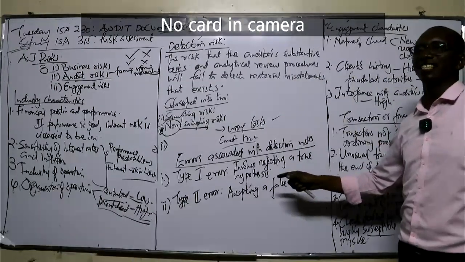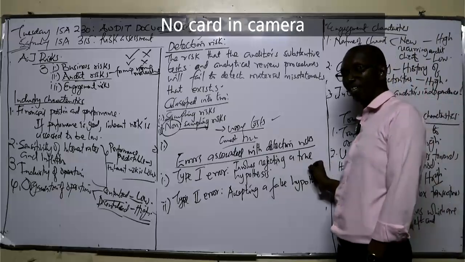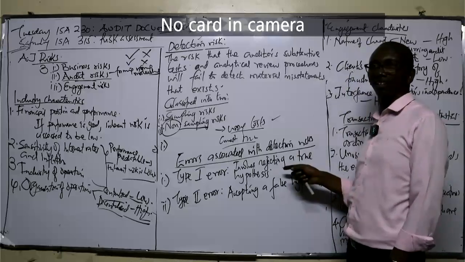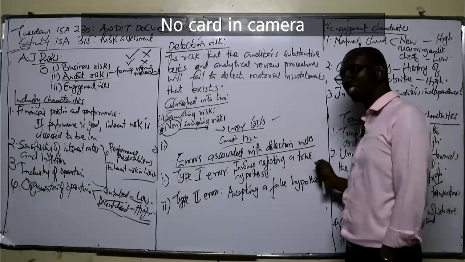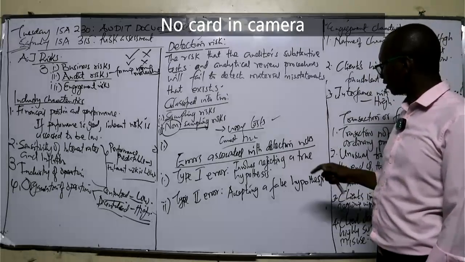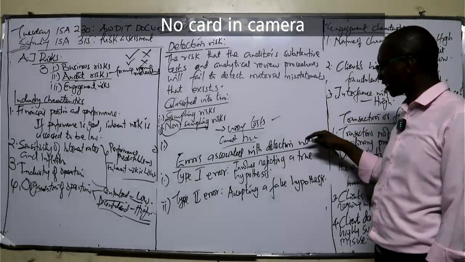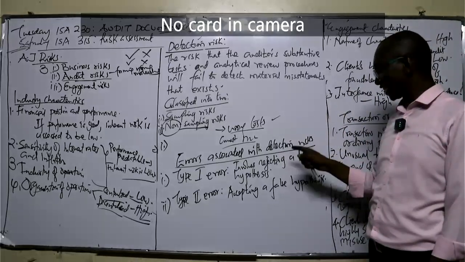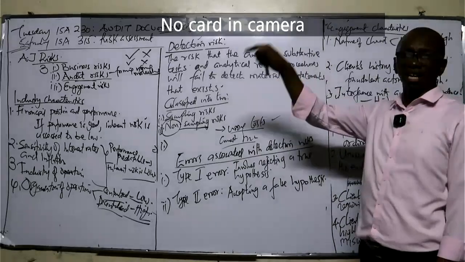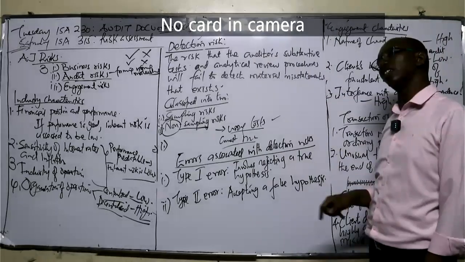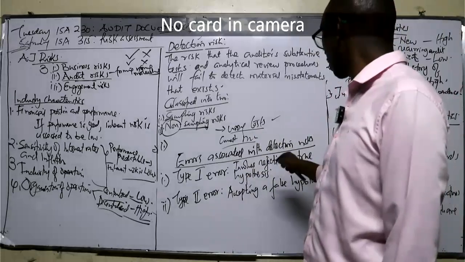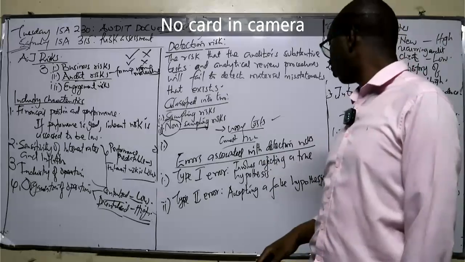Rejecting a true hypothesis. A good example. A fellow has gone to test for COVID. He does not have it, but the doctor tells him he has. That's type one error. You have gone to test books. You say that they have errors that you report that they do not have. They are not materially misstated. That's type one error. Type two error is accepting a false hypothesis. Saying they are materially misstated when they are not. Say they have COVID, but they do not have COVID. Those are type one and type two error. So rejecting a true hypothesis. Number two, accepting a false hypothesis.